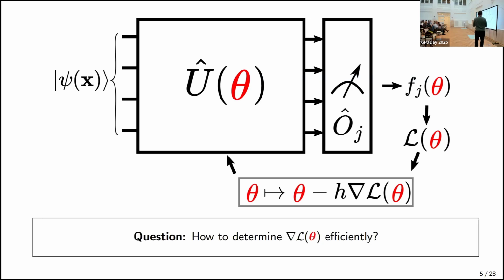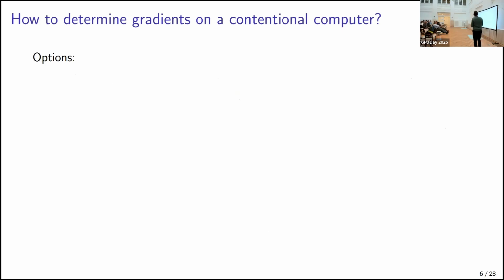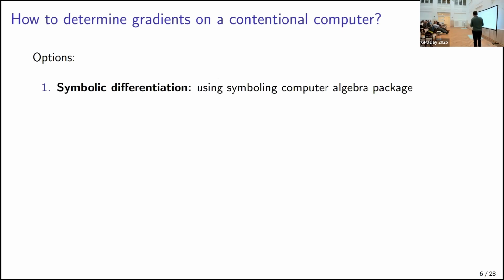But how do you determine these gradients efficiently? This is the core question of this talk. There are multiple pressing issues in quantum machine learning, but this is the one I will talk about now. Okay, so what are the options? We have several options, at least three.